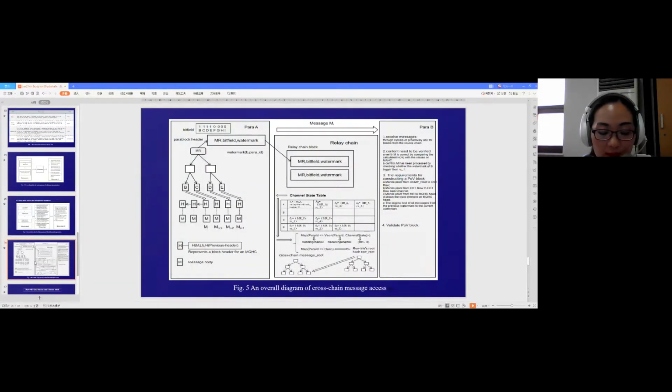Figure 5 is an overall diagram of the cross-chain message access. The hash of cross-chain messages is organized into a Merkle tree structure. When a message is arbitrarily deleted, the structure of this hash tree doesn't change. We also need a bit field to mark whether there are cross-chain transactions to the destination chain, and a watermark to record the location where the last block was processed. The state of the cross-chain messaging channel is maintained by the relay chain using a two-dimensional table.